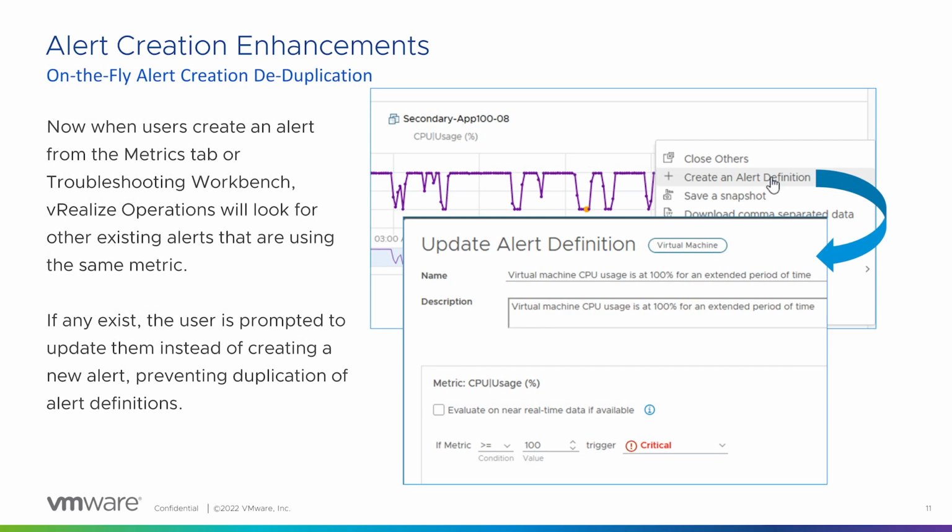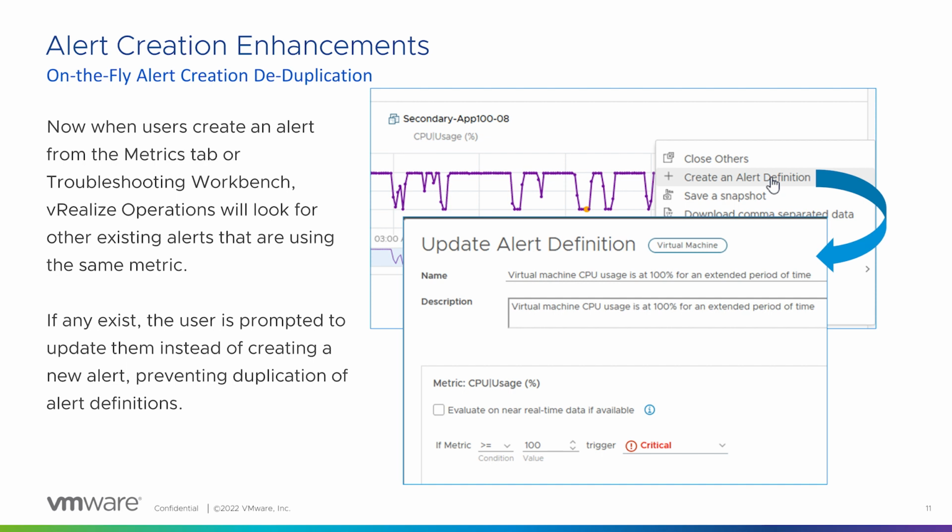Now, when creating these on-the-fly alert definitions, you may have noticed that it's really easy to duplicate alerts here, right? So look at that CPU example that I gave earlier. If I want to create an on-the-fly alert definition for if CPU goes above a certain threshold, you can create that in previous versions. However, the problem lies in that there's already an alert definition for when CPU gets too high on a virtual machine.